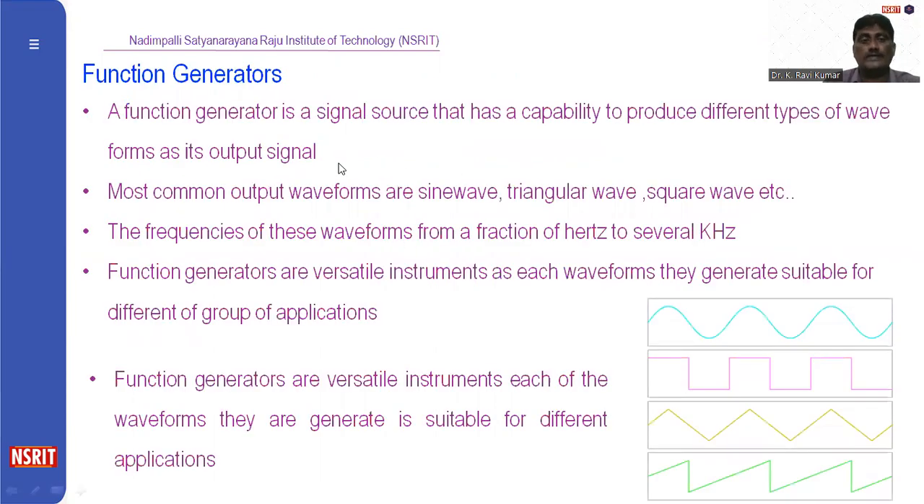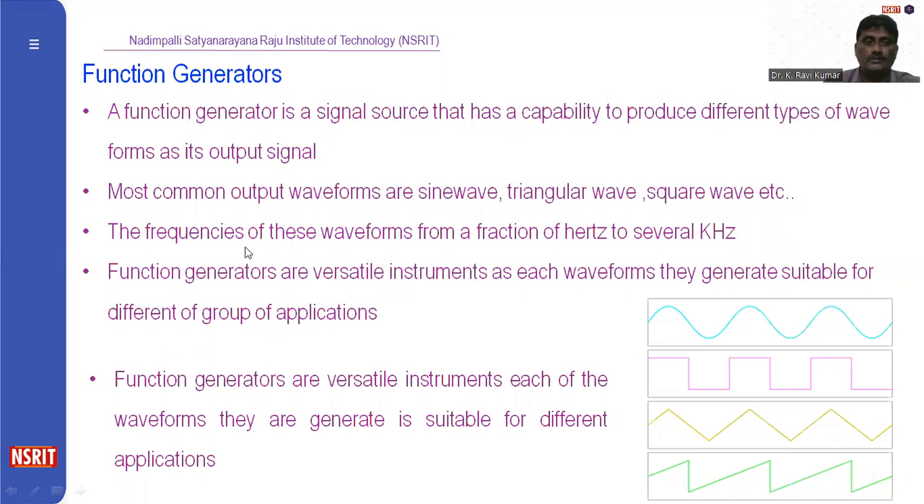What is a function generator? A function generator is a signal source that has the capability to produce different types of waveforms. These are the different types of waveforms that will be produced by a function generator: sine wave, square wave, triangular wave, as well as a sawtooth wave.